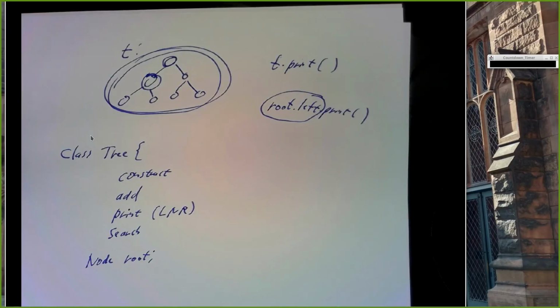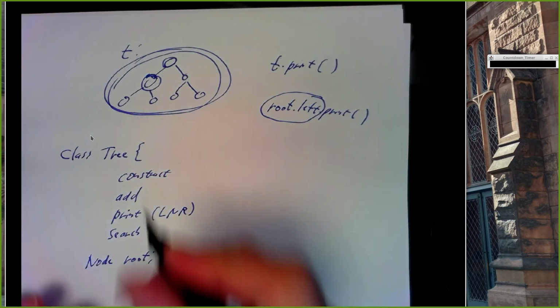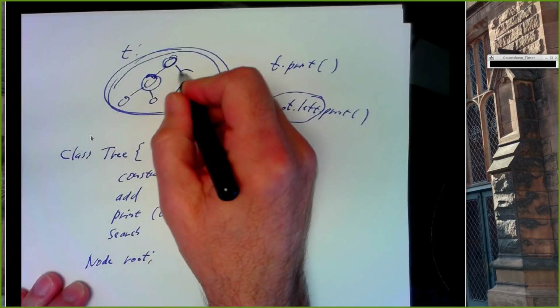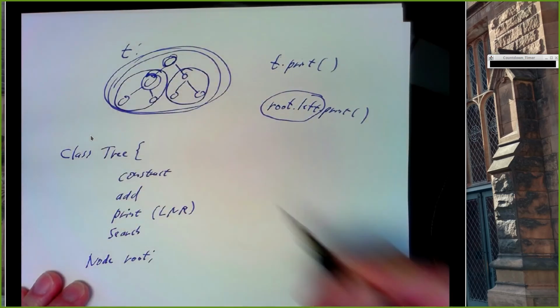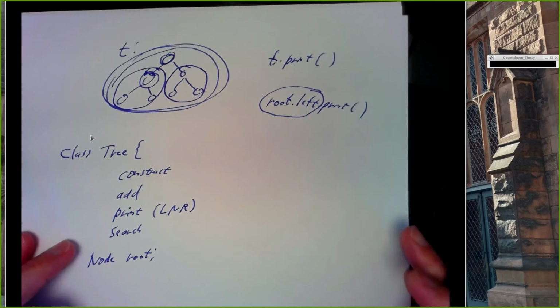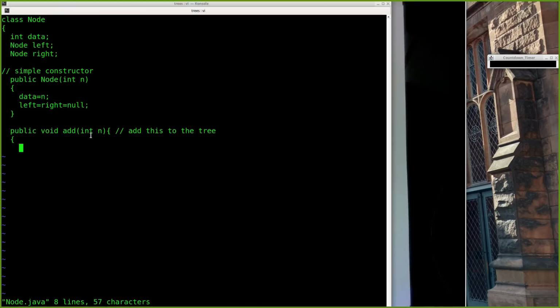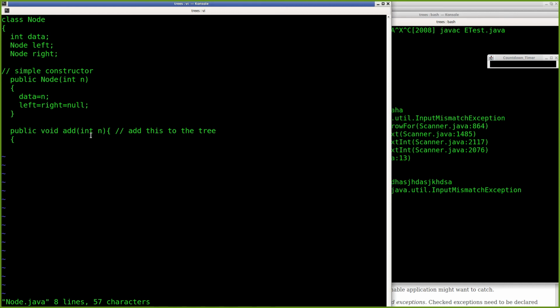All right, so how do we add a node to the tree? We compare it to the root. If it's bigger, we add it to the right subtree. If it's smaller than the root, we add it to the left subtree. So that's pretty easy to code. If n is bigger than data, then right.add(n). Otherwise, left.add(n).